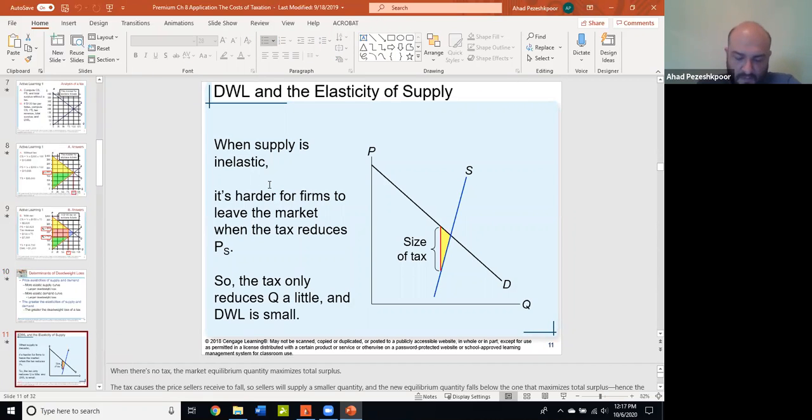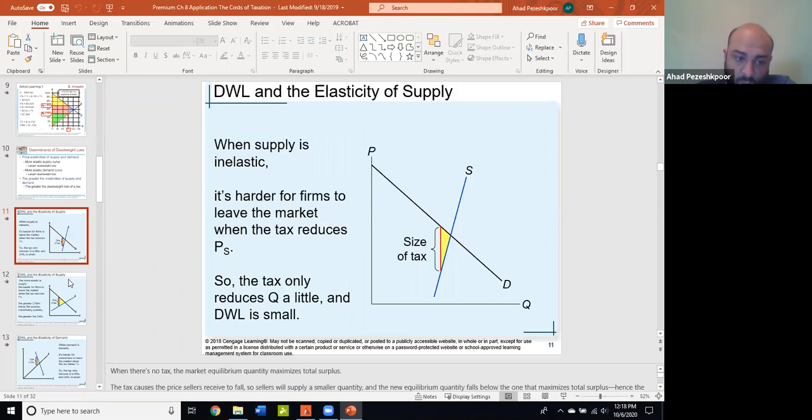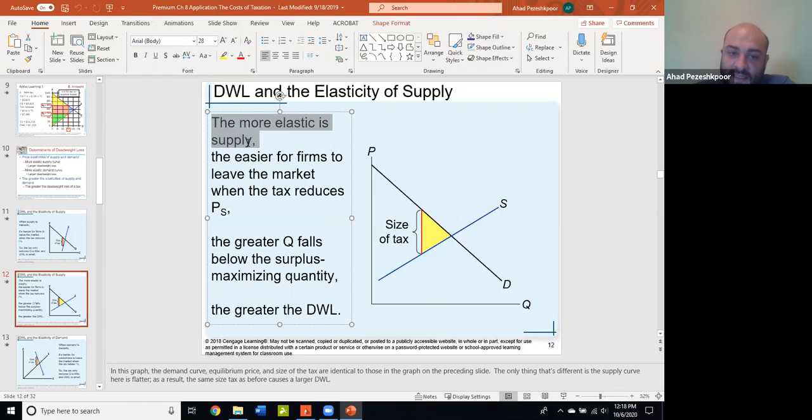Here you can see this. We covered this with the graph which I drew. When supply is inelastic, it's harder for firms to leave the market. When the tax reduces the price received by the supplier, the tax only reduces quantity a little, and the deadweight loss is small. The more elastic supply is, the easier it is for firms to leave the market. The greater the quantity falls below the surplus-maximizing equilibrium quantity, the greater the deadweight loss.